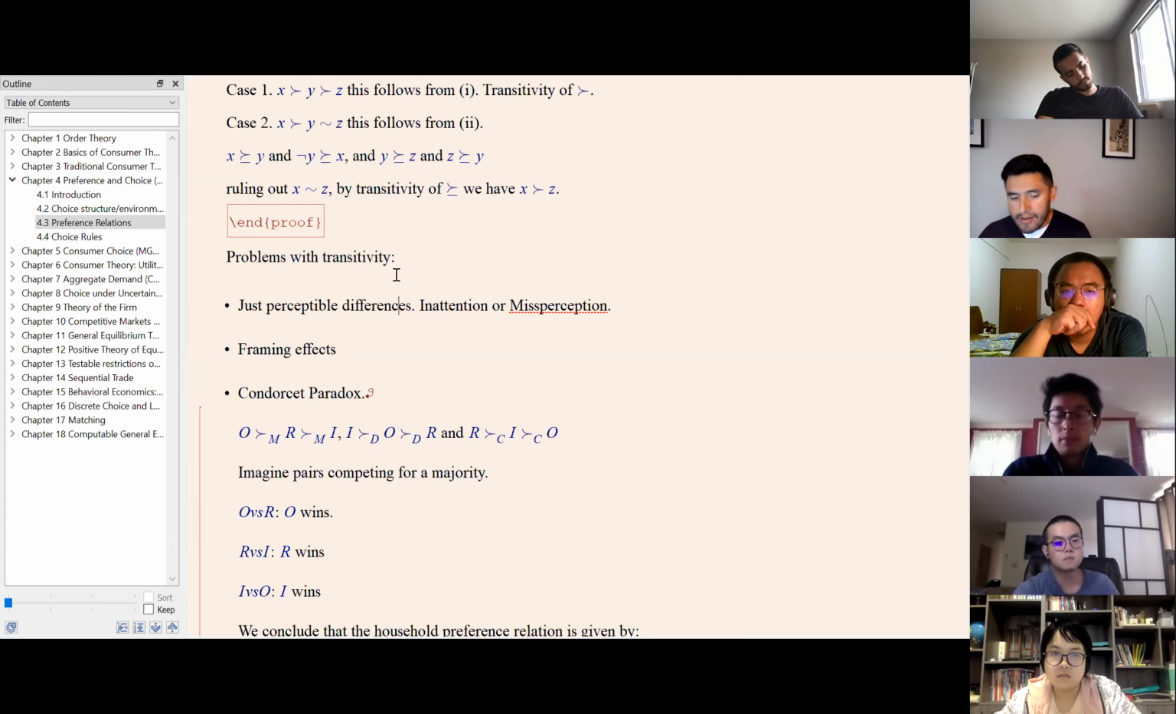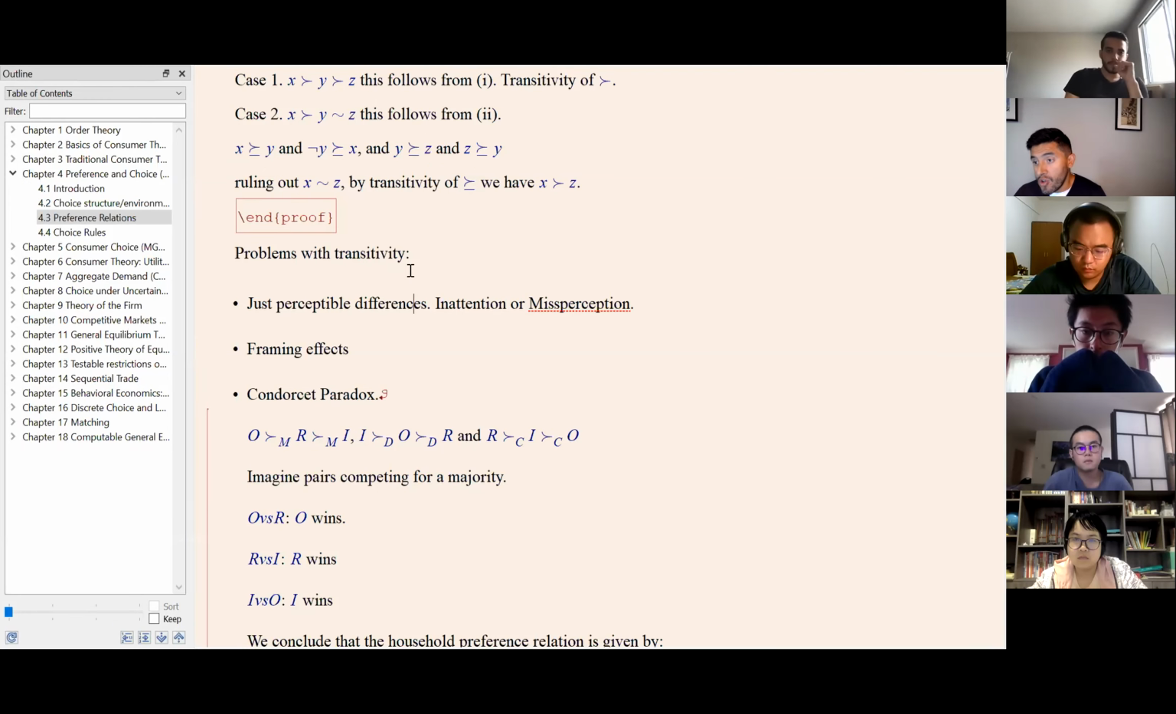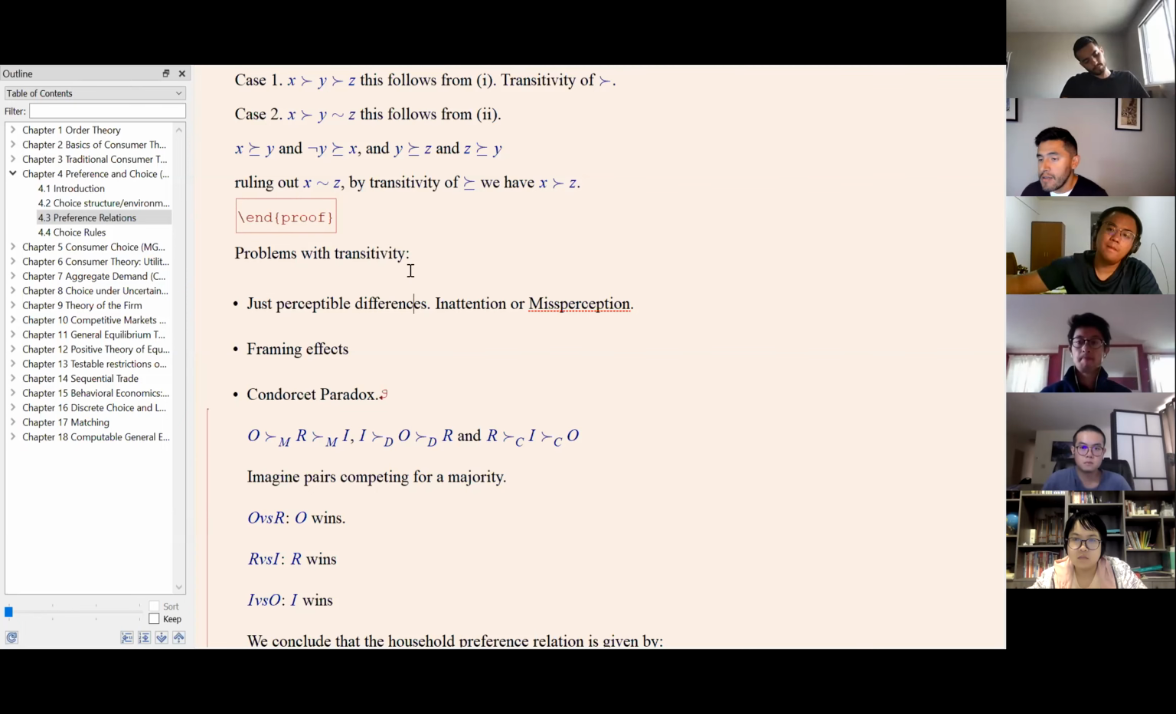The second one is called inattention or misperception. That's very general here, but in particular, in the time of Mascolel, this idea wasn't really well formed. Now we actually understand what's going on. And the one thing that destroys transitivity is what is called lack of awareness of all your alternatives, okay? So in particular, for instance, imagine that right now you go to the market to buy headphones, right?